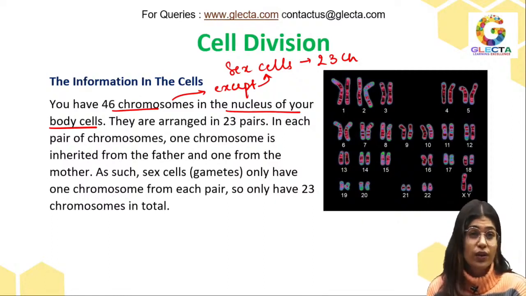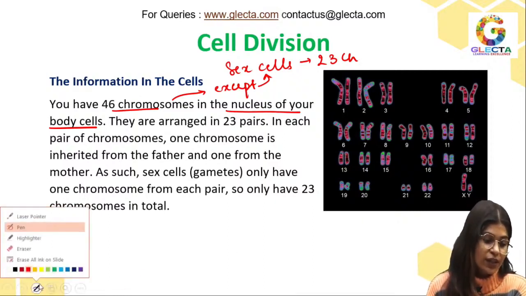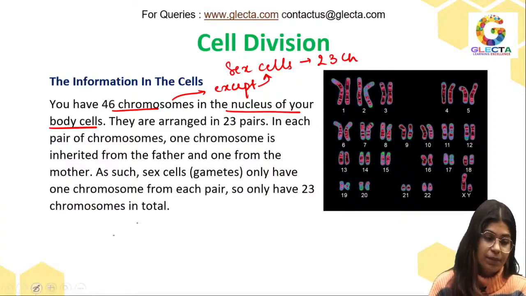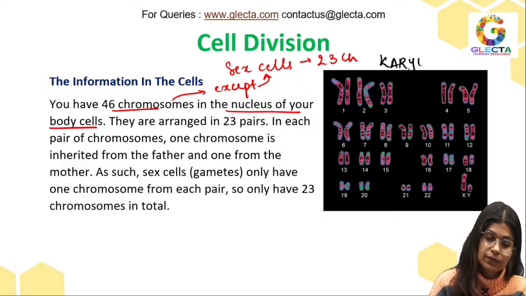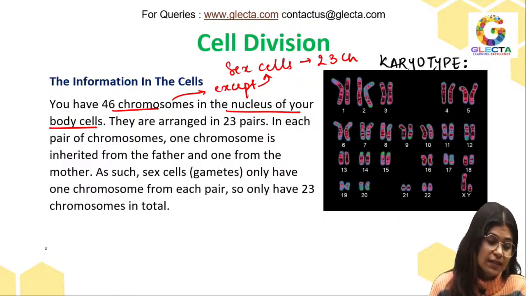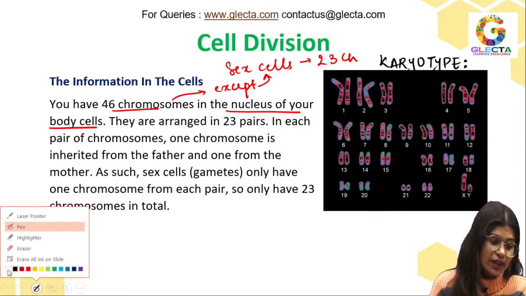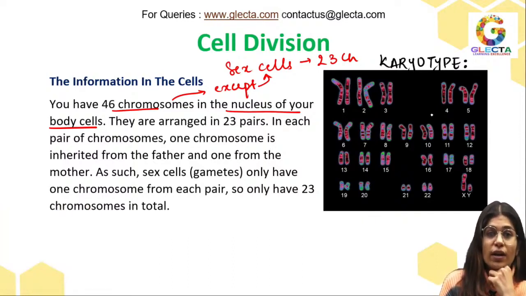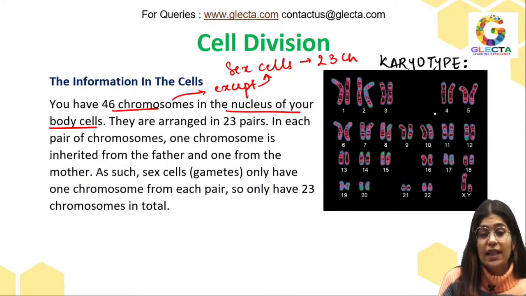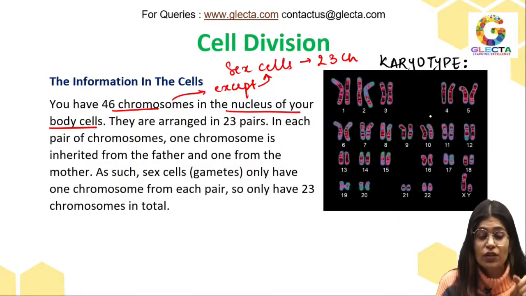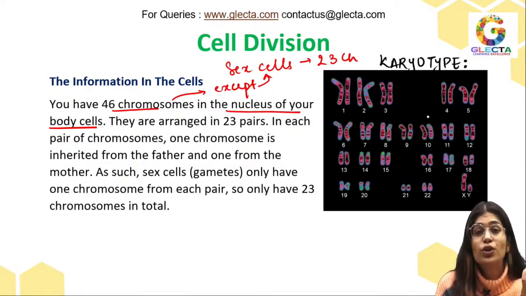Now, coming to how they would have 23. Can you look at this diagram here? This is known as a karyotype. A karyotype is a way of representing the DNA. Whoever's karyotype this is, these are all the chromosomes present in the person, and you can also see colorful genes in the person's DNA. So this is how you get a blueprint of the chromosomes present in the person's body.